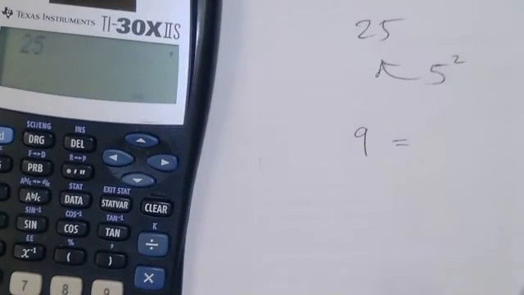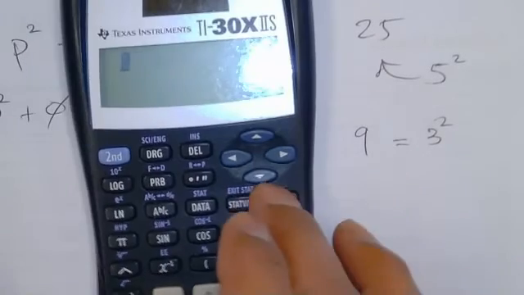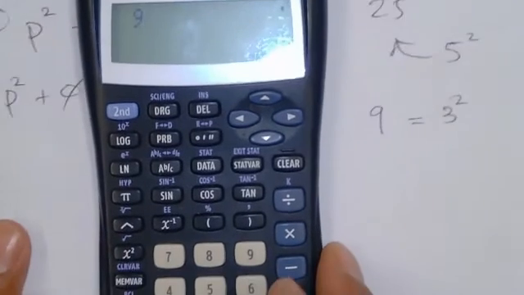Or let's say if it was 9. If it was 9, what is being squared for a 9? 3, right? You guys know 3 squared is 9. Okay, so you know the easy ones.